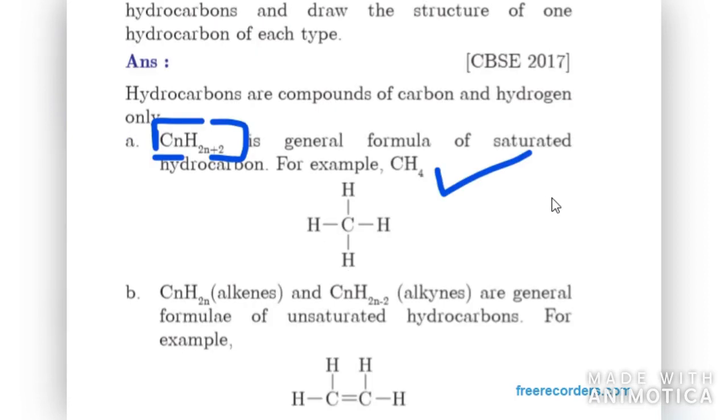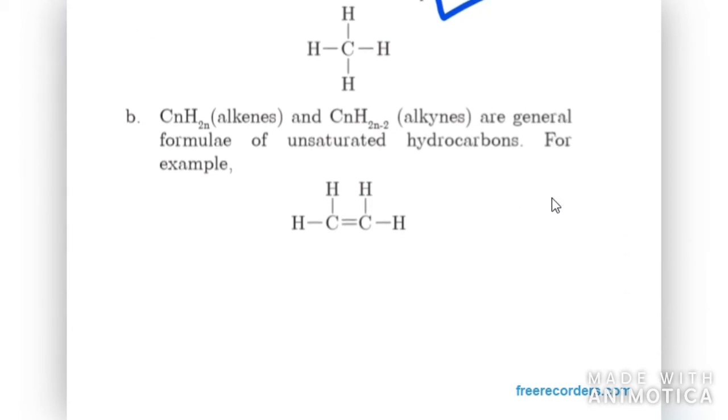In the second one, we need to write the general formula for unsaturated hydrocarbons. So you will write for alkenes and then for alkynes. Alkenes are CnH2n, whereas alkynes are CnH2n-2. So this is the general formula, and you can show one example for each in this.